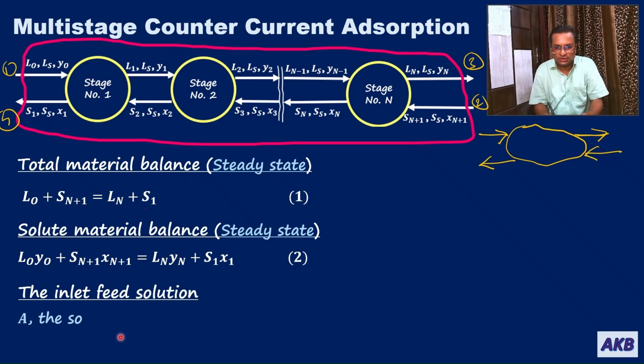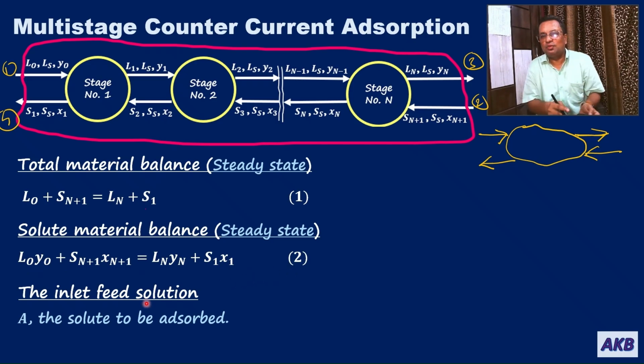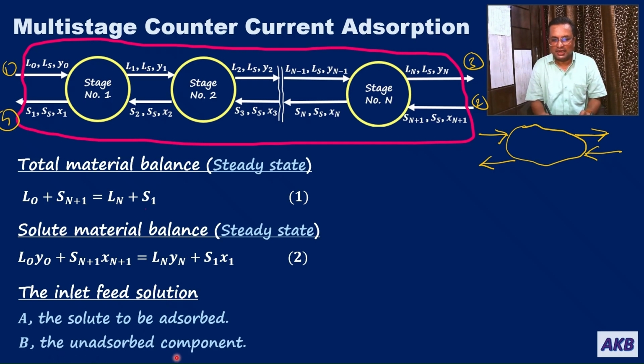Now, our aim, as we did with the cross current operation, is to replace each term in equation number 2 with a term that will have capital Y's and capital X's in it. So we will analyze each of the terms. For example, let us start with the inlet feed solution. The inlet feed solution, that is, we are talking about this. It will contain the solute to be adsorbed, and it will also contain B, which is the unadsorbed component. And if you have to express it mathematically, how can you express that?